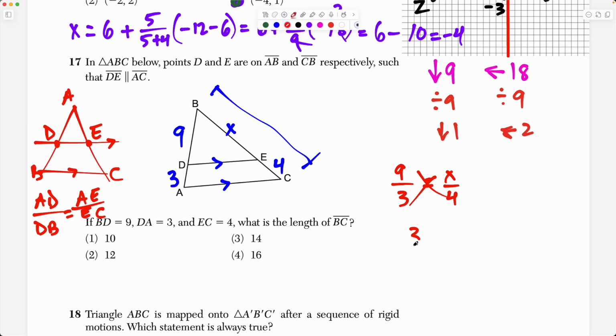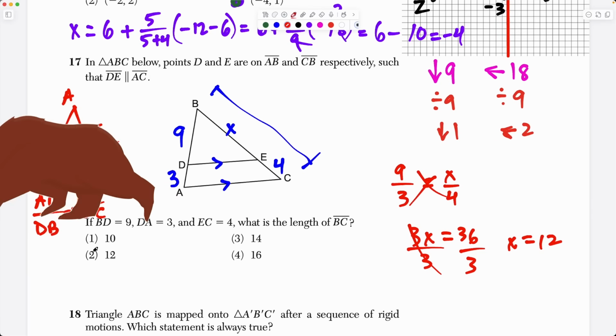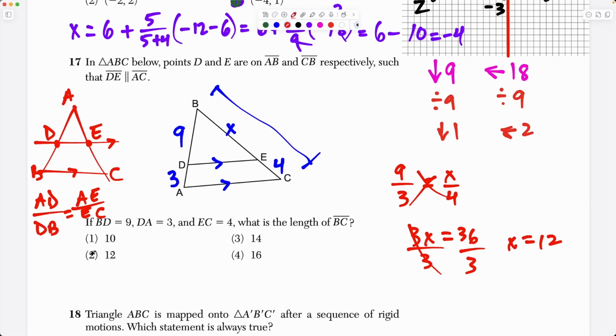And now we could just cross multiply. 3X equals 9 times 4 is 36, which divide both sides by 3 tells us X equals 12. But be careful, choice 2 is a very dangerous bear trap, okay? It's very tempting. I say this phrase a lot. Sometimes students are so proud of themselves that they solve for X that they forget to answer the actual question. Okay, so the question was asking for the length of BC. So once you solve here and say X is equal to 12, then you have to do 12 plus 4 to get the total length, which is 16. So choice 4 is in fact our answer.